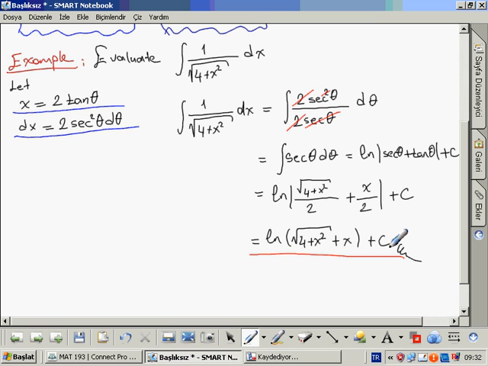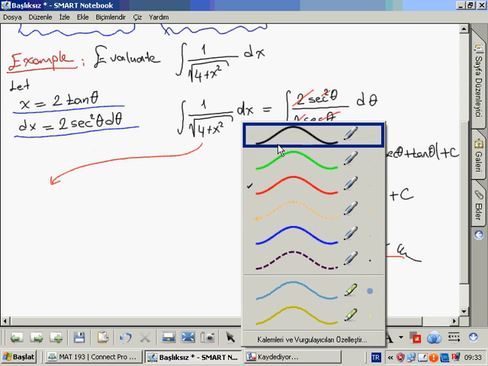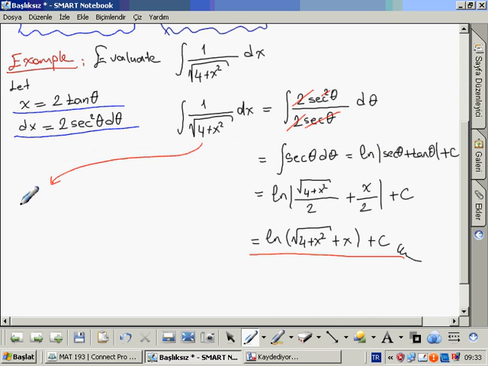And maybe we can explain this part. Some reminder: this part will be 4 times 1 plus tan square theta, right? When you put x equals 2 tan theta, you will obtain this.